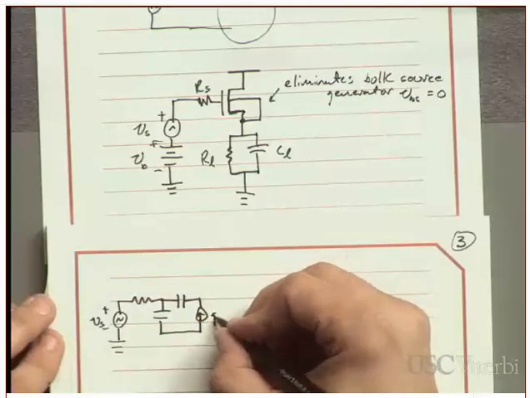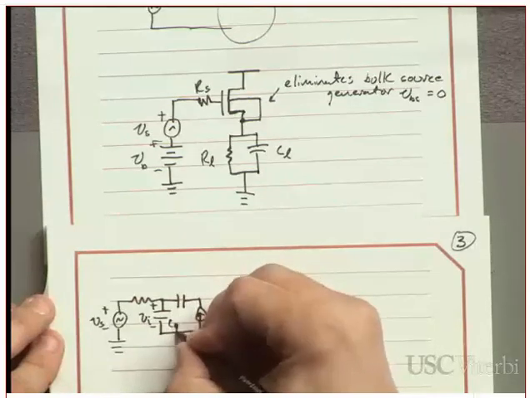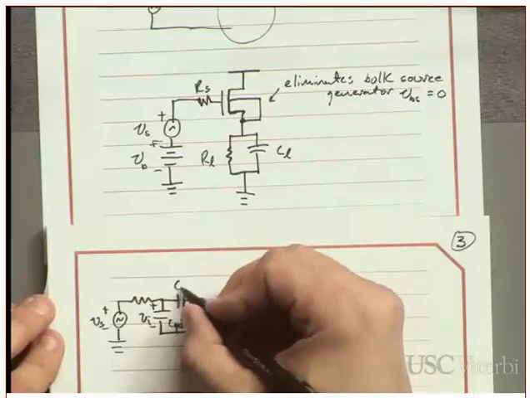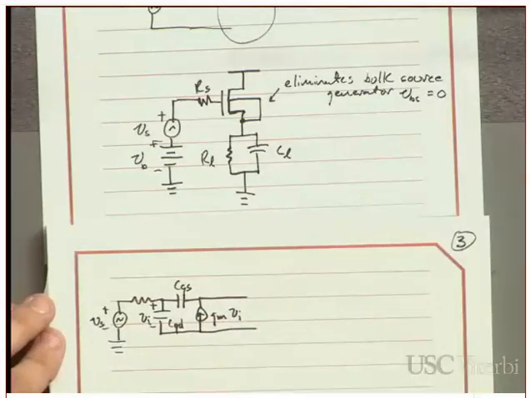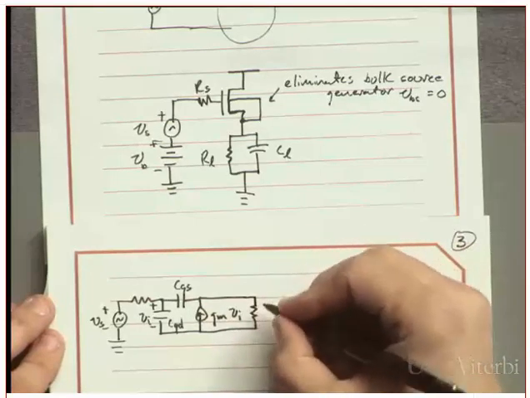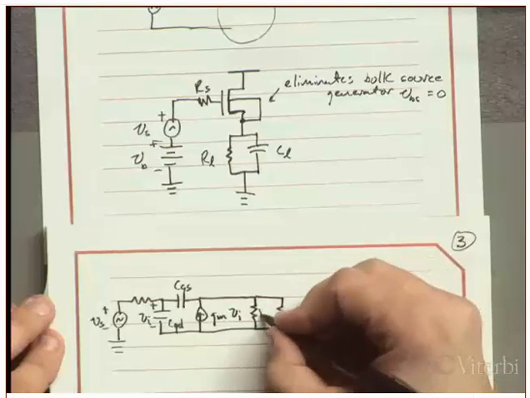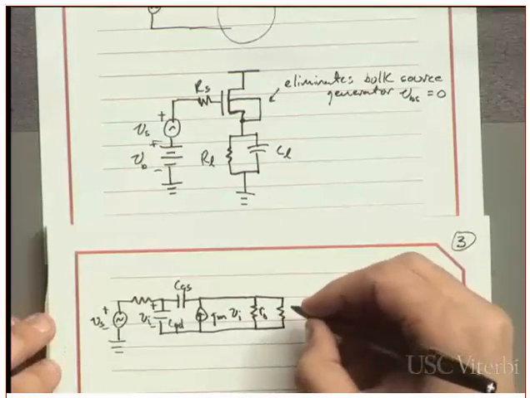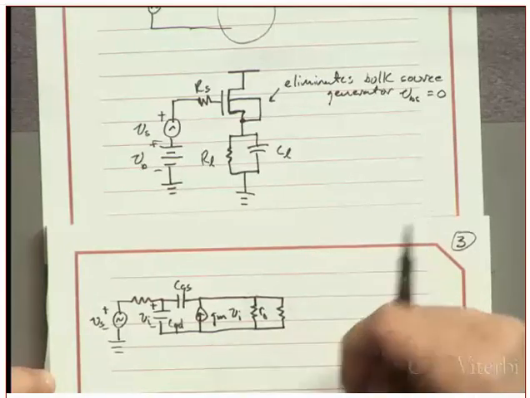And this is the generator GM VI. This is the voltage VI. And this is the gate to drain capacitance. And this is the gate source capacitance. And the resistances that I have left are these two from the small signal circuit. So this one is a channel length resistance, and I thought I eliminated that one. We'll leave it in there. Why not?